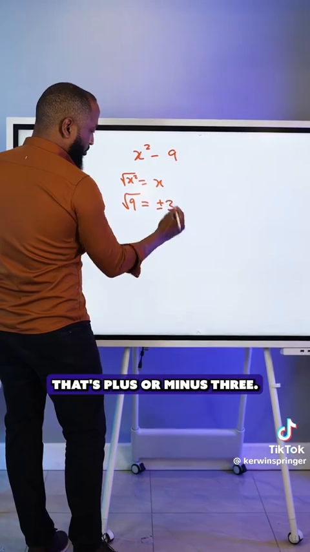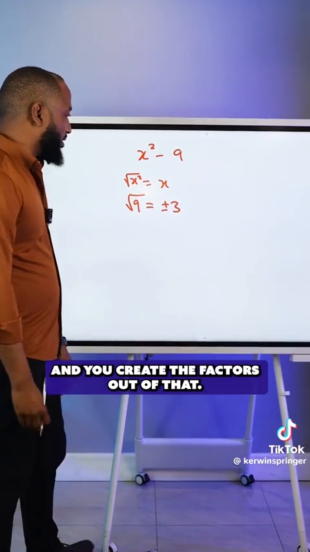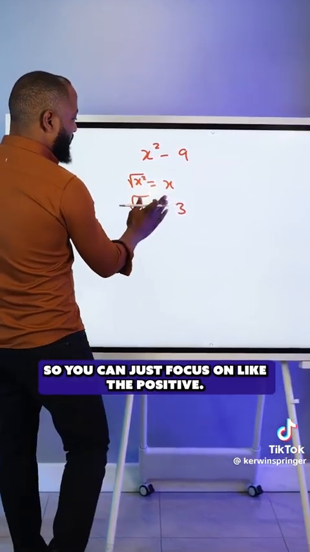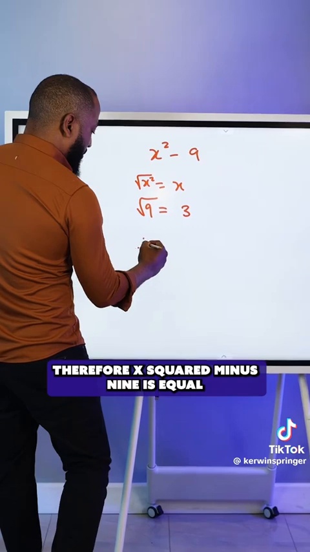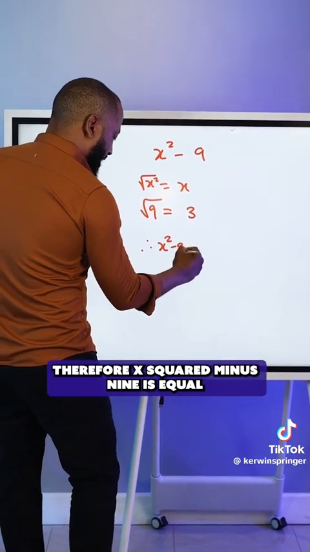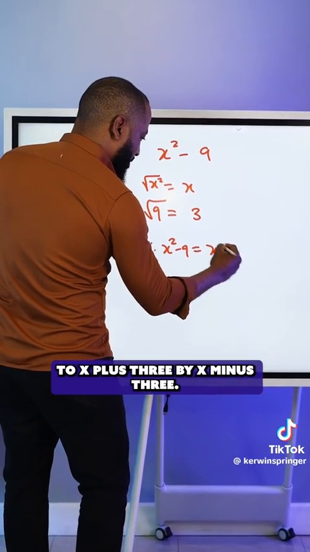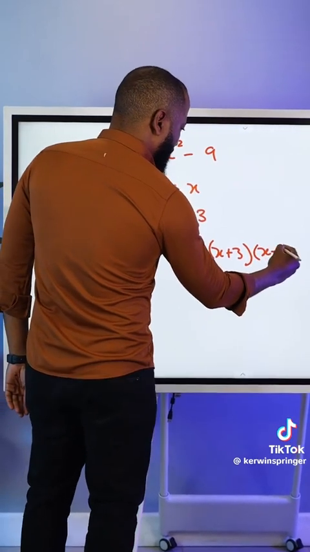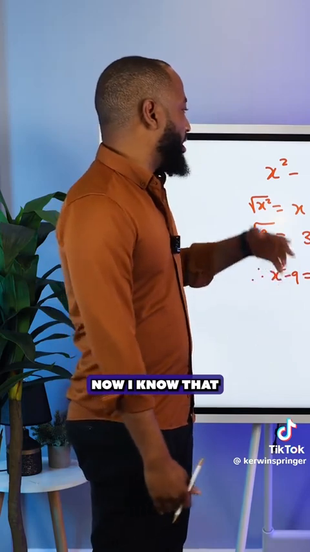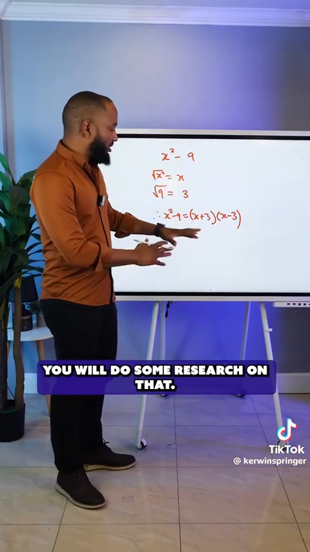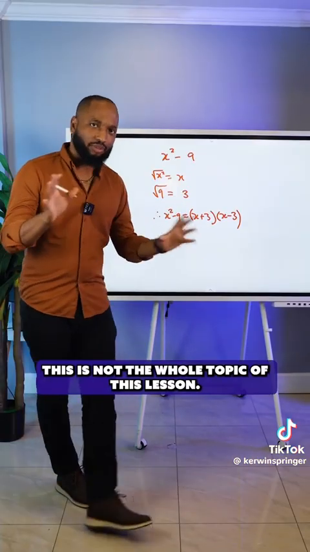That's plus or minus 3. And we create the factors out of that. So we can just focus on the positive. And then we usually write, therefore, x squared minus 9 is equal to x plus 3 by x minus 3. If you know that, say to yourself now, I know that. If you need to find out more on this, do some research on that. This is not the whole topic of this lesson.